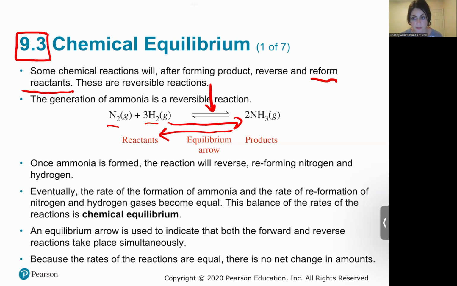Here's one of your definitions, right? So write this down. And once again, you can see we use our forward and reverse arrows if that's taking place simultaneously, and that's a reversible reaction. So there is no net change in amounts. That's kind of what I was explaining with that metaphor. There's no net change in those amounts because the rates of the reaction are equal, right? Equilibrium. Okay. So as long as this reaction is contained somewhat, you can definitely reform those products.